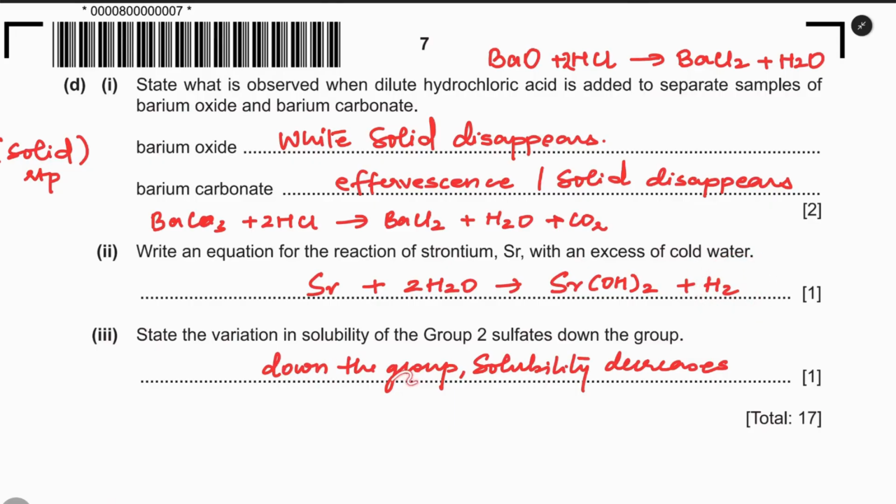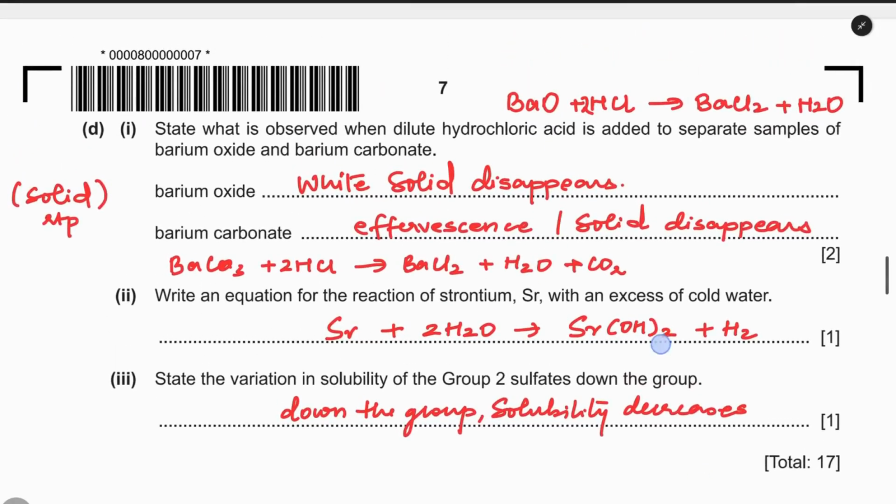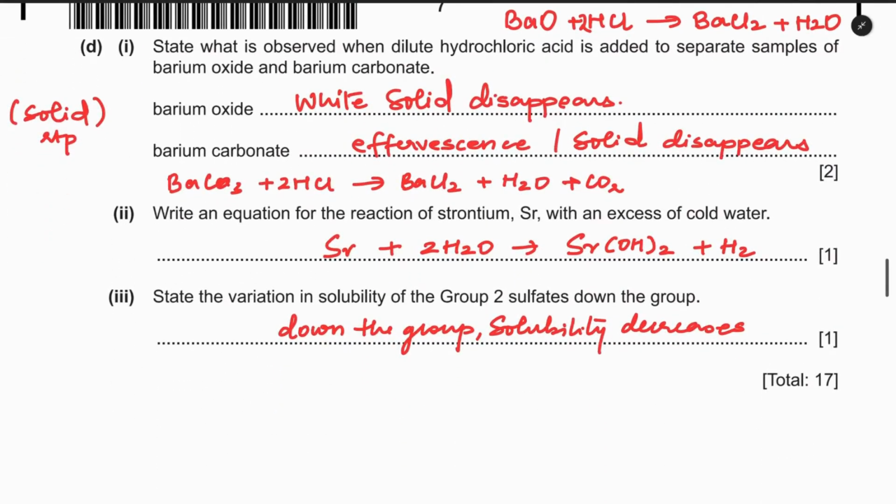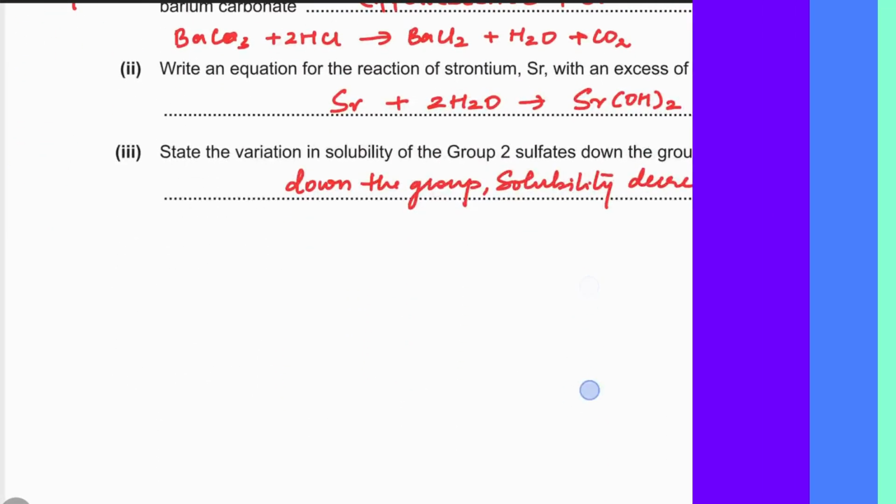Say the variation in solubility of the group 2 sulfates down the group. So we need to talk about the variation in solubility with sulfate. Down the group, solubility decreases. Okay. So this is question D, which is in total 17 marks.